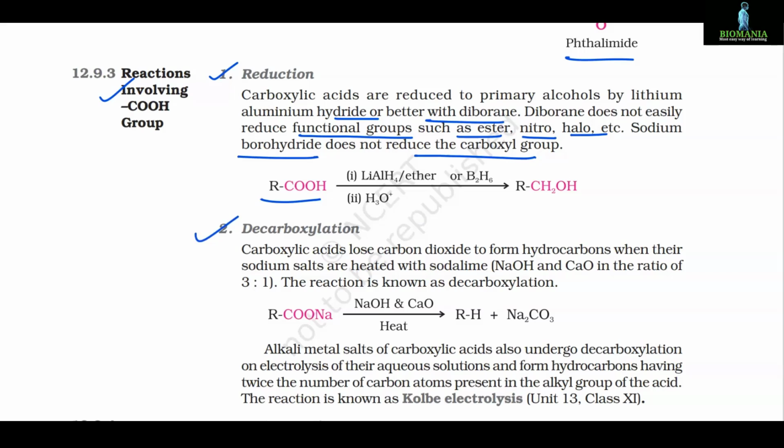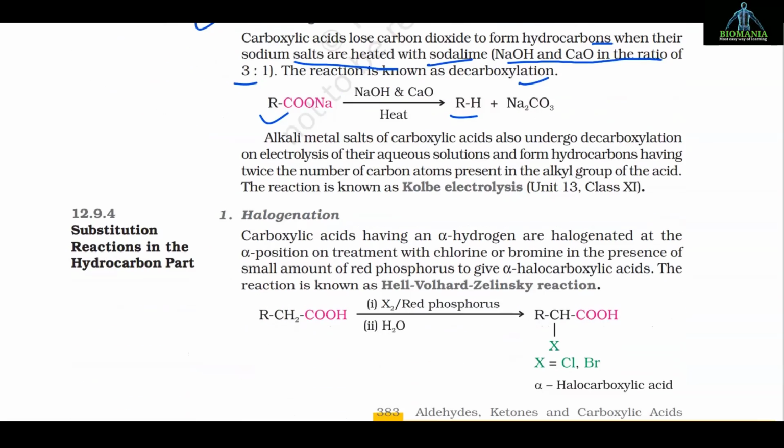Number 2, decarboxylation. Carboxylic acids lose carbon dioxide to form hydrocarbons when their sodium salts are heated with soda lime, that is NaOH and CaO in the ratio of 3:1. The reaction is known as decarboxylation. The reaction is RCOONa, in the presence of NaOH and CaO on heating, forming RH plus Na2CO3.